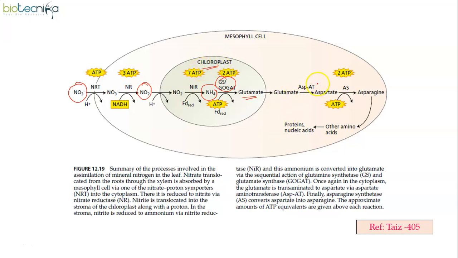Now this glutamate, in presence of aspartate aminotransferase, can synthesize aspartate. So that takes place in the cytoplasm. Aspartate can give rise to asparagine. Asparagine can give rise to other amino acids. So it is not mandatory that the amino acids are synthesized exclusively in chloroplast or plastid. It can be other locations as well, for example, cytoplasm.